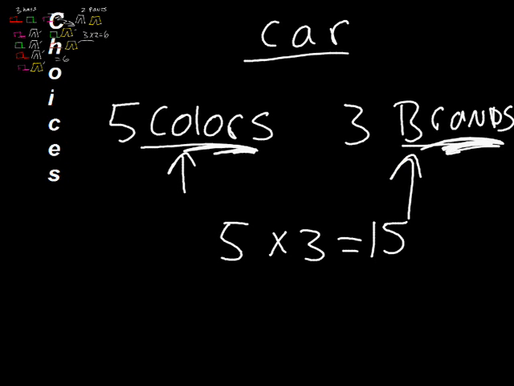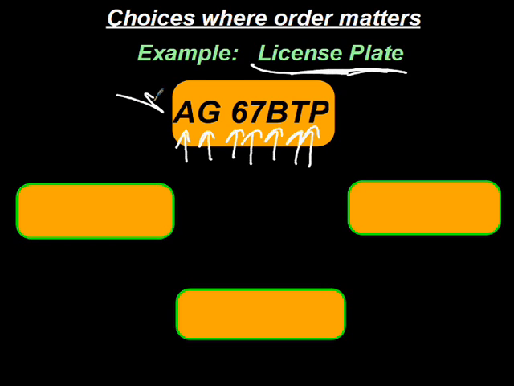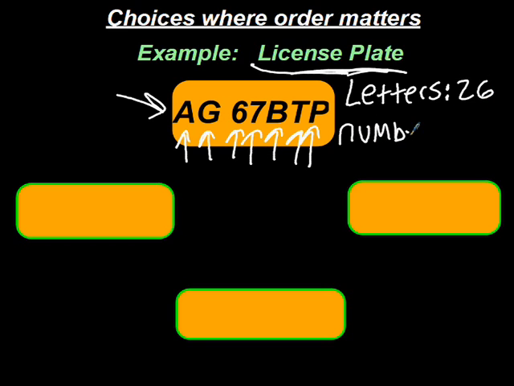Well, we keep moving along. We're going to be looking at license plates, and we can look at the different values that we have in a license plate. We have a number, A, G, 6, 7, B, T, P. Now we have to see how many different combinations I could make of a license plate like this. Think about the letters. How many letters are in the English alphabet? There are 26 letters. How many numbers are there? There are 10 numbers, 0 through 9, that could be in one of these different spots.